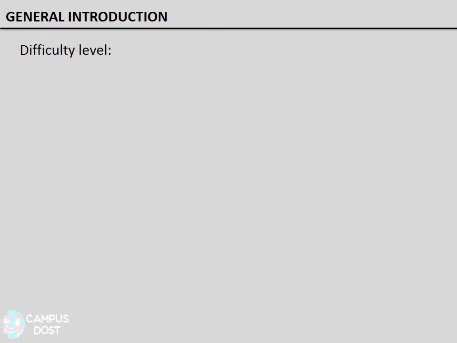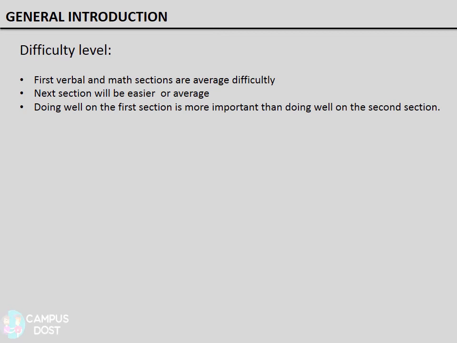So here is the difficulty level of the test. The first verbal and math section will be average difficulty, not that high level, but average. The next section will be easier or average as compared to the first section. Doing well on the first section is more important than doing well on the second section.